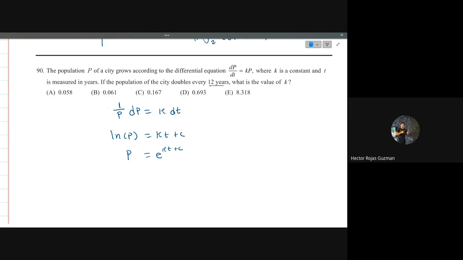Because right now, using separation of variables, I don't see how we're going to be able to solve this. We don't have an initial condition. We just know that it grows every 12 years. So I think I'm going to have to show you that in class. Okay, a chapter 7 lesson that we skipped.